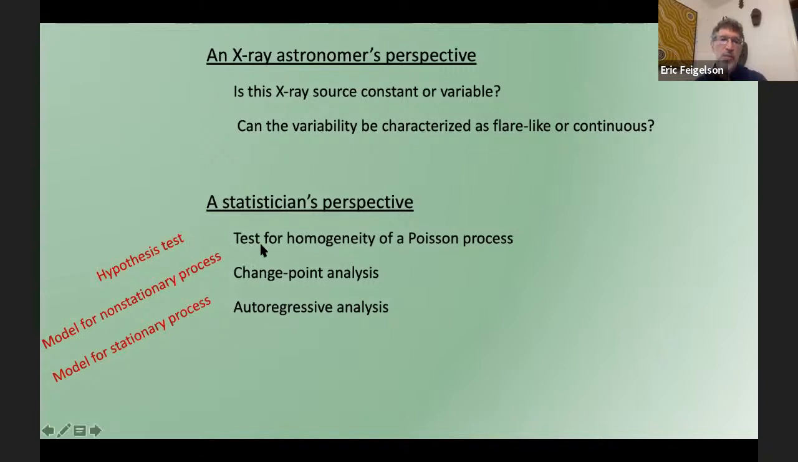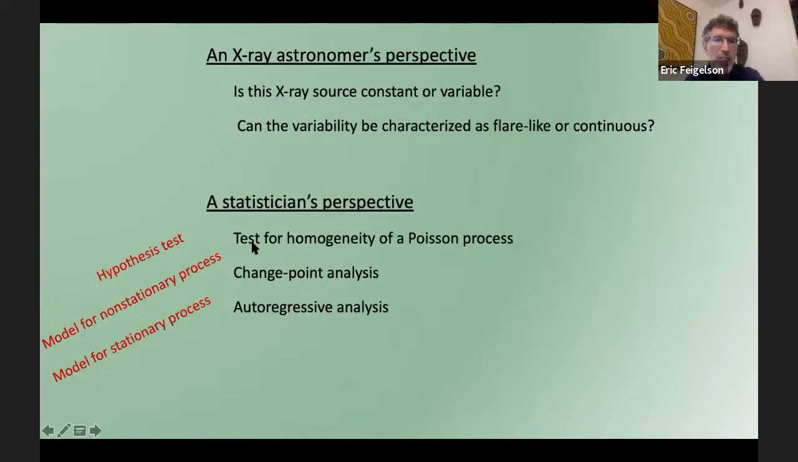A statistician considers the same questions, but they have a different language. They would say we will do a test for inhomogeneity of a Poisson process. For this flare-like approach, we would do a change point analysis. And for the continuous behavior, there's both smoothing, which I'll ignore, but also autoregressive analysis or modeling.